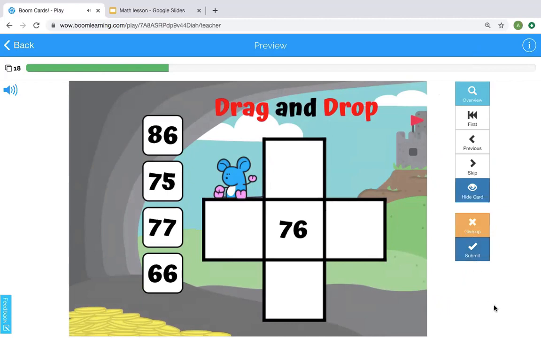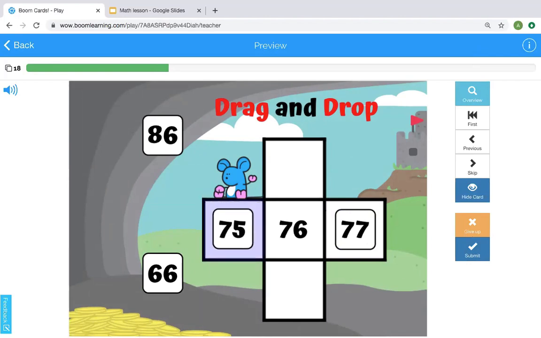All right, here's our last problem. It's 76. What is one more than 76? So we're looking at the ones place. We want it to be one more than 6. So is it 86, 75, 77, or 66? 77? 77, very good. Now, what is one less than 76? Is it 86, 75, or 66? 75? 75. All right, now we just have two numbers left.